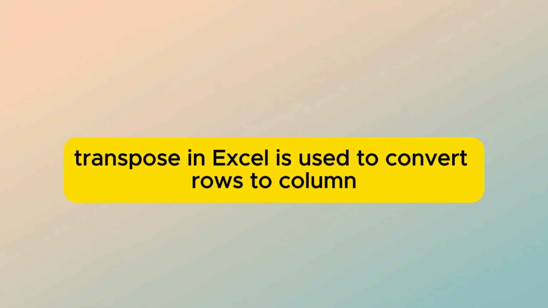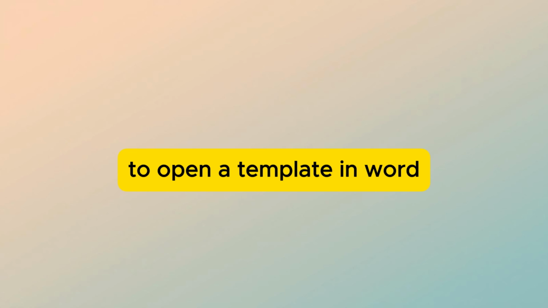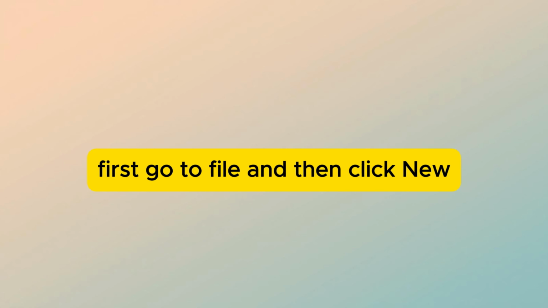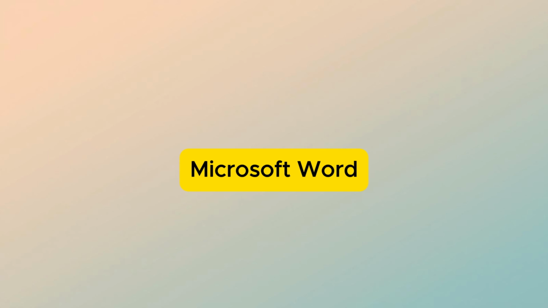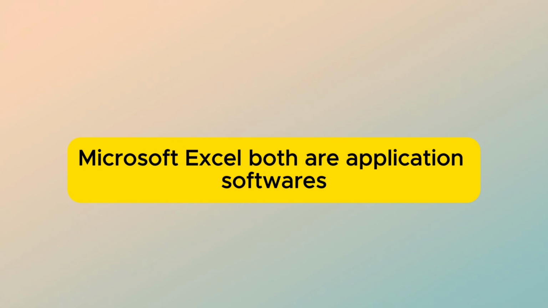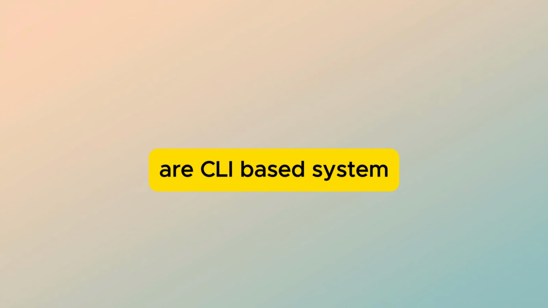Row to column or column to row: Transpose in Excel is used to convert rows to columns and columns to rows. To open a template in Word, first go to File and then click New. Text editor: Notepad is used for text editing. Microsoft Word and Microsoft Excel are both application software. MS-DOS is a CLI based system.